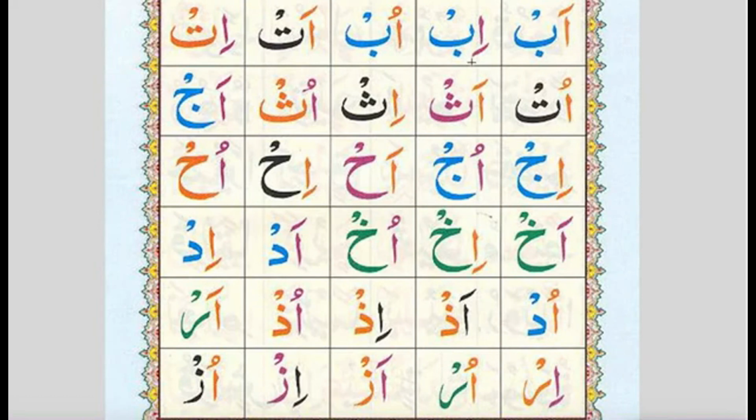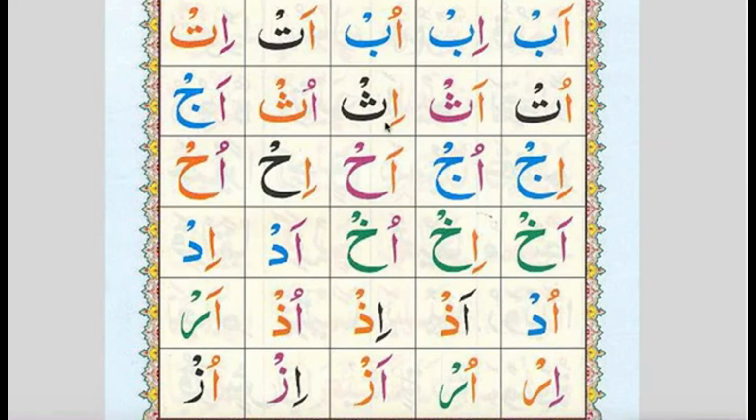Alif ba kasra ib. Alif ba dhamma ub. Ab, ib, ub. Alif ta fatha at. Alif ta kasra it. Alif ta dhamma ut. At, it, ut. Alif sa fatha as.